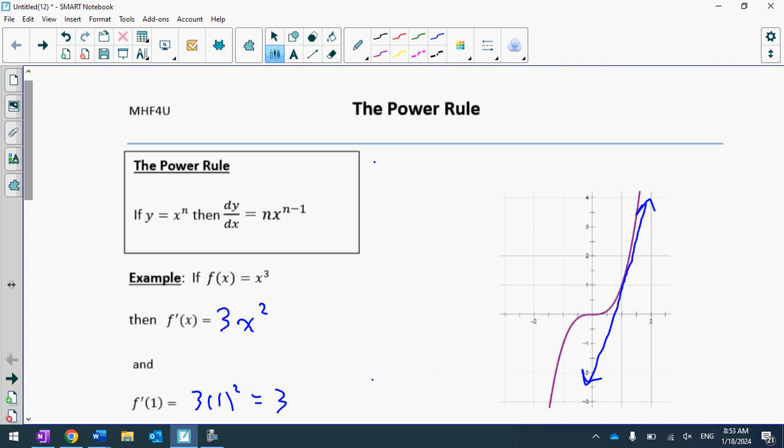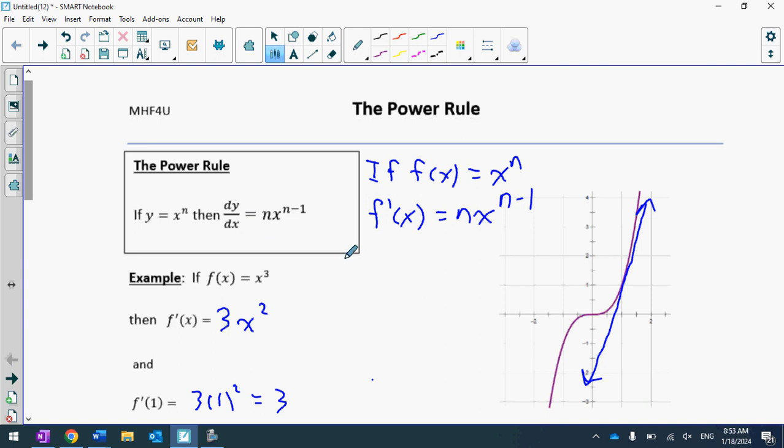In prime notation, we can rewrite the power rule as well. We could say if f of x is equal to x to the power of n, then f prime of x is equal to n times x to the power of n minus 1. Okay. We can also rewrite this notation.